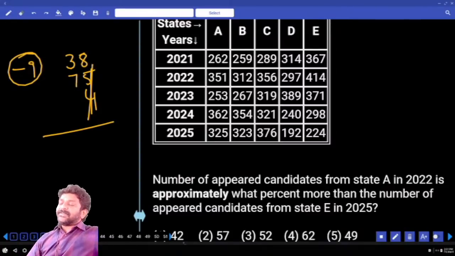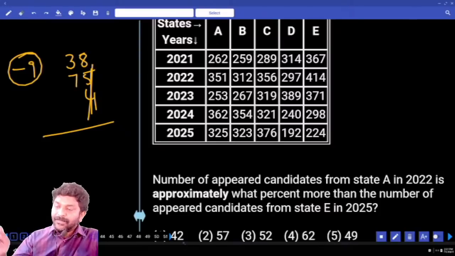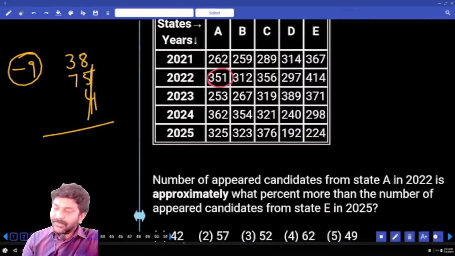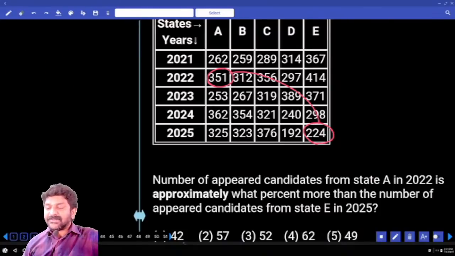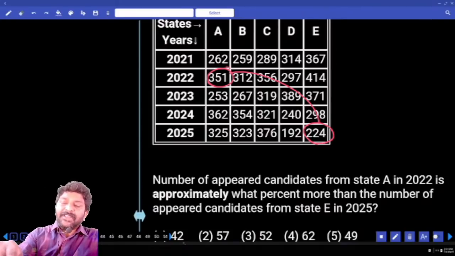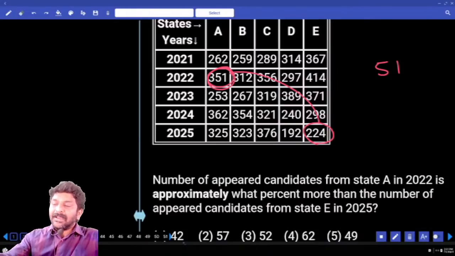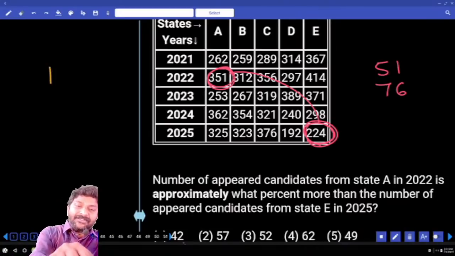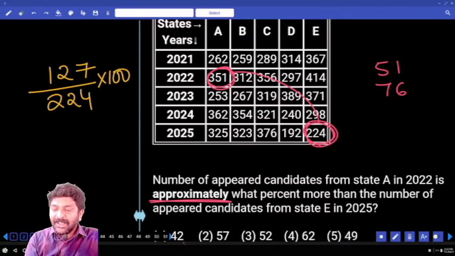Number of appeared candidates from state A in 2022 is approximately what percent more than state E in 2025? 2022 A value, E 2025. Okay. So 351 is how much more? That's what we need to know. Correct? So 351 is how much more than 300? Come on, 51. And 224 is how much less than 300? Then the difference is 127 only with respect to 224. Percentage into 100. Anyway, you need to calculate approximate value.